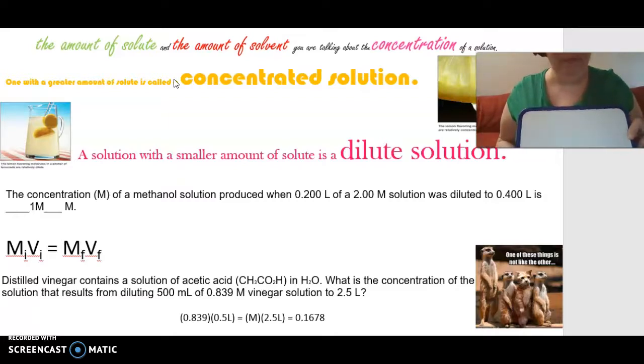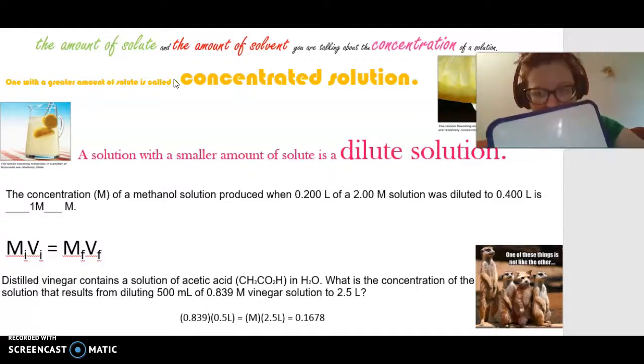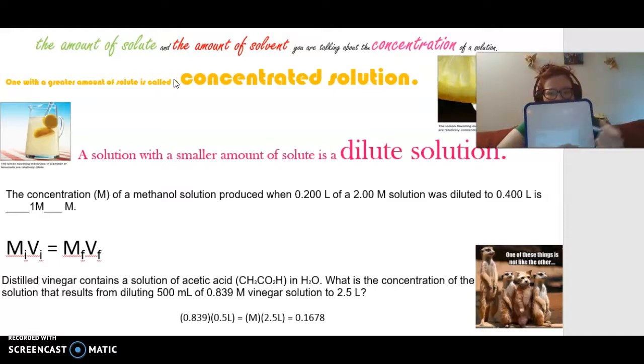All right, so my intention is to walk you through one of these cutesy little problems. So let's look at this first problem, talking about the concentration of a methanol solution, which is a type of alcohol. And we're going to go through the steps. Step one is read the problem. The concentration, molarity, of a methanol solution produced when 0.2 liters of a 2 molar solution was diluted to 0.4 liters is blank.